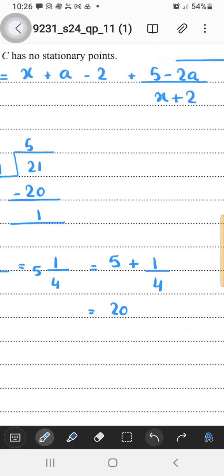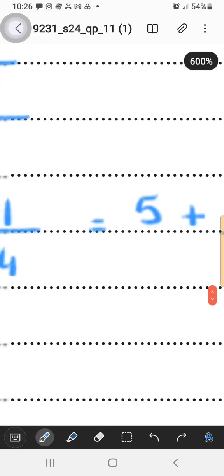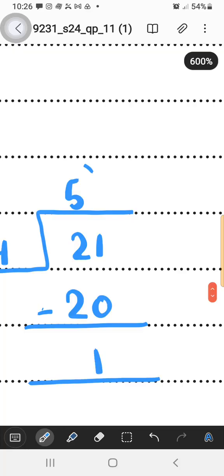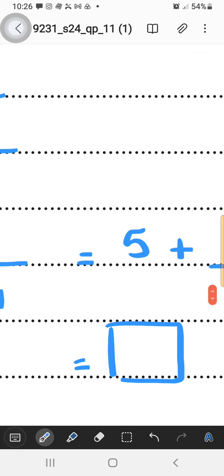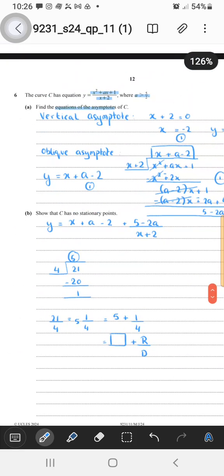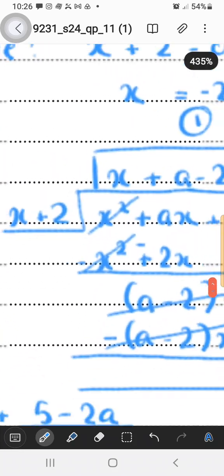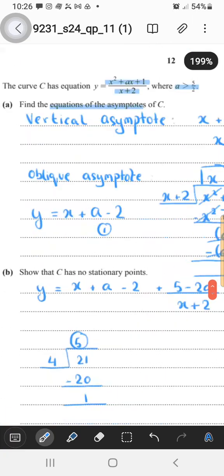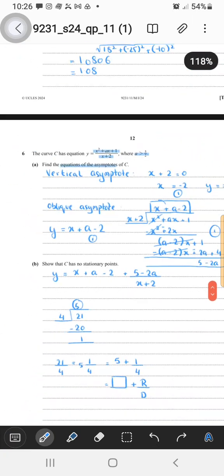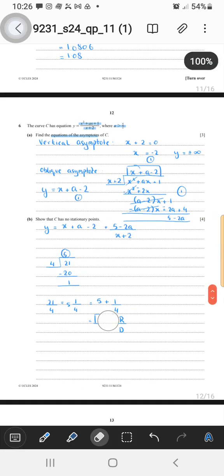So similarly we copy this here, then plus the remainder divided by the denominator. I hope you get this idea.